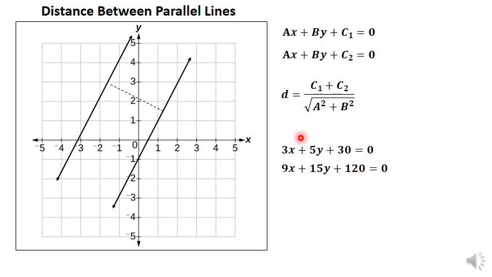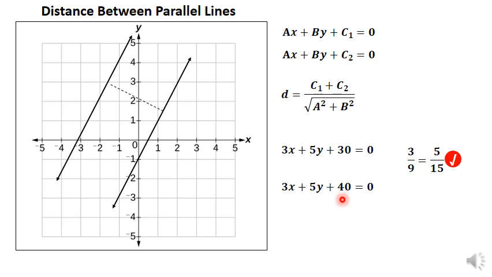To determine if the two lines are parallel, first determine the ratio of their x coefficients and the ratio of their y coefficients. If the ratios of their coefficients on x and y are equal, then the lines are parallel. Since these two lines are parallel, we can express their coefficients to be equal. I can do this by dividing 9 by 3 to get 3, and dividing 15 by 3, we get 5. So we can have this equation, 3x plus 5y plus 40. So we now have two parallel lines.